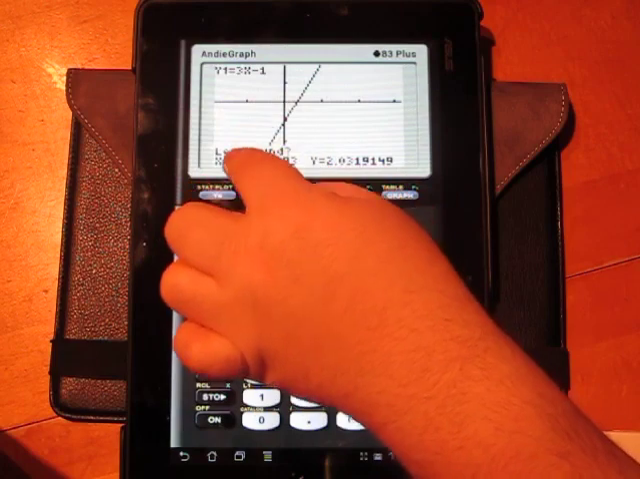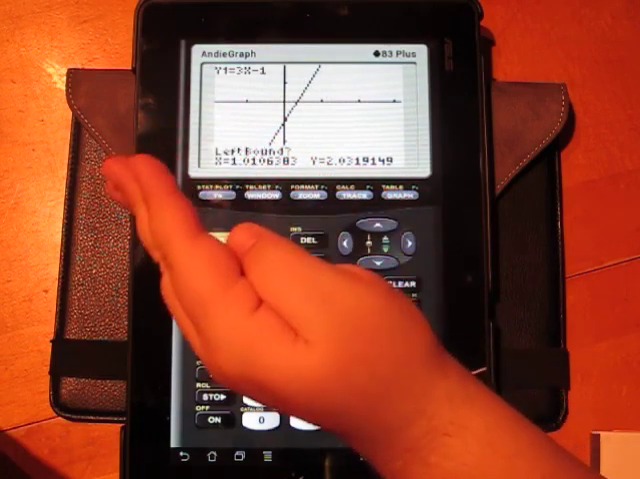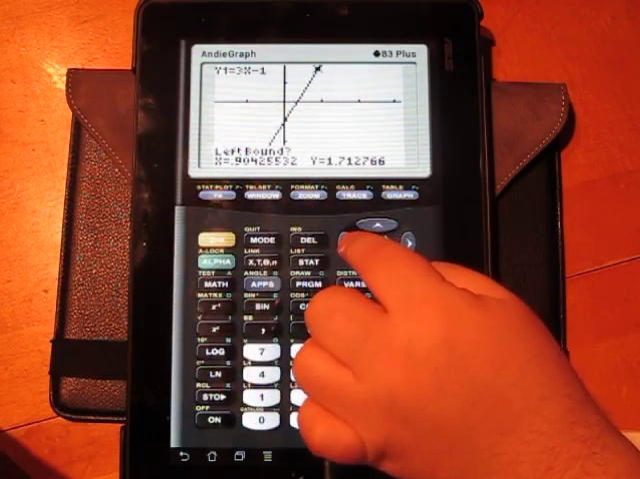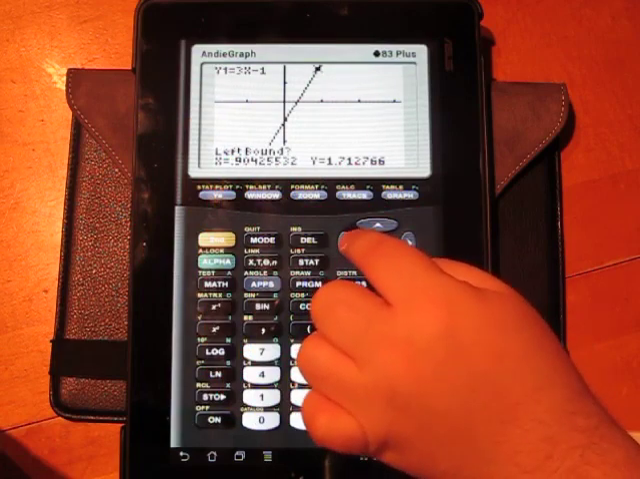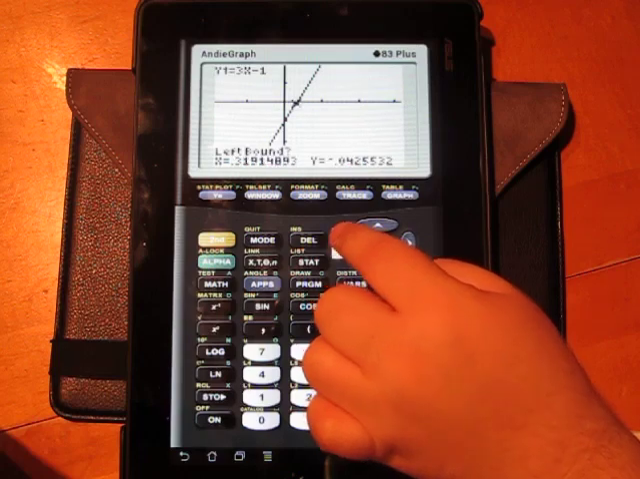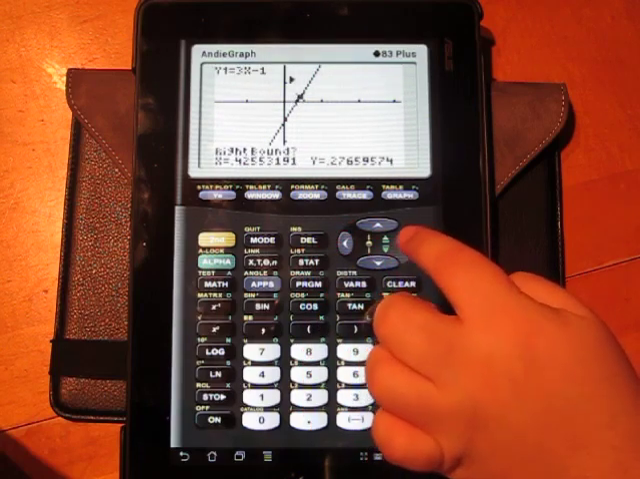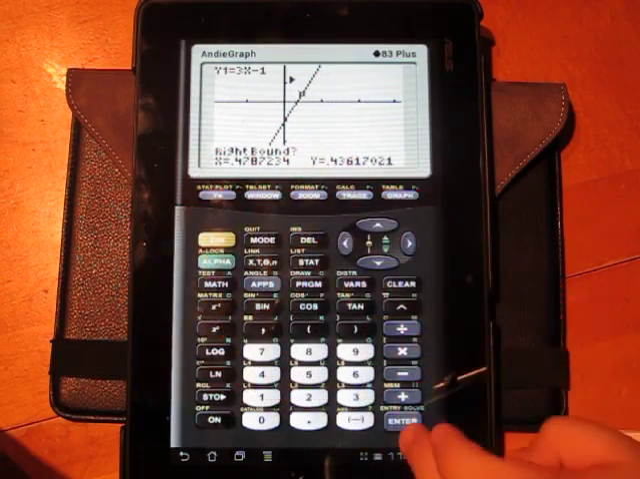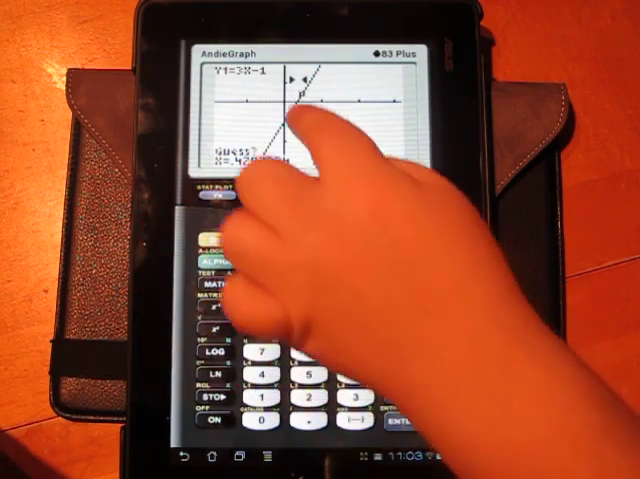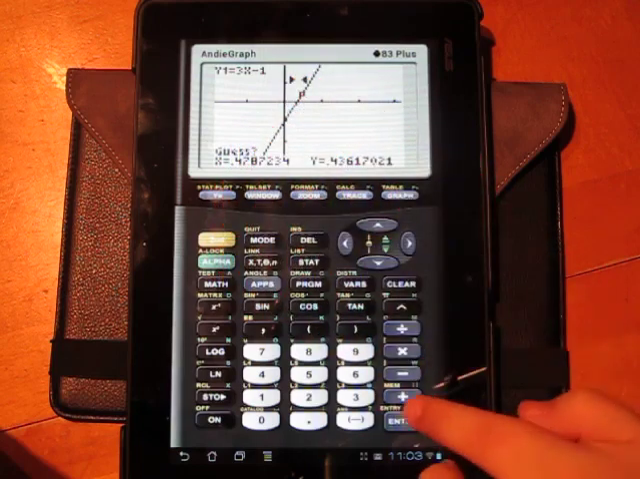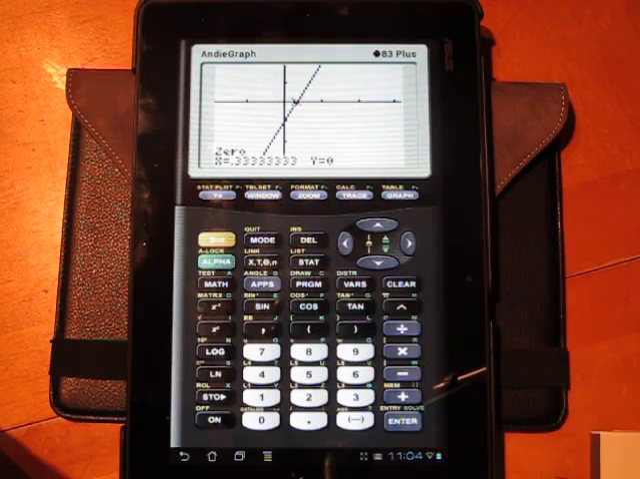It says left bound. All that means is it wants you to move the cursor so that it is on the left side of where your 0 is. Hit enter. Then you move your cursor to the right side, because it asks for the right bound. Hit enter. So now it says between here and here, it's going to look for 0. You're going to hit enter then. And now it tells you my 0 is 0.33333, which is a third. So that's how the 0 function works.